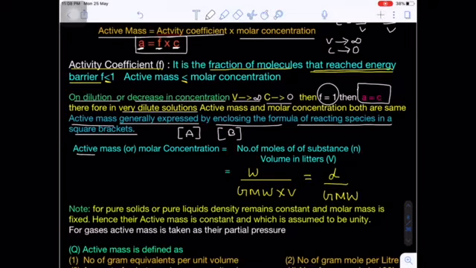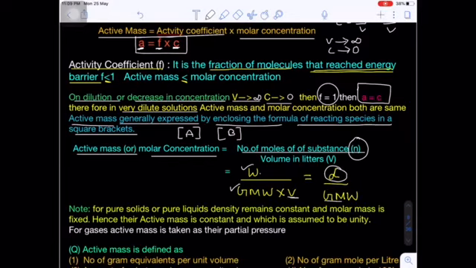Now, how to find the active mass? It is nothing but the molar concentration. In concentration terms, molar concentration is nothing but the molarity. How to find the molarity? Number of moles of a substance divided by volume of the solution in liters. Number of moles N, volume V, so N by V. Now, what is the formula to calculate the number of moles? Given mass upon molar mass, divided by volume. Do you know weight upon volume is equal to density?